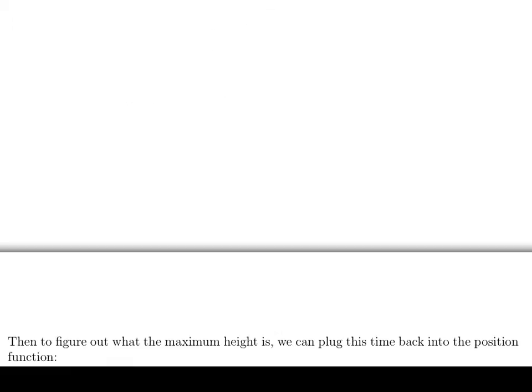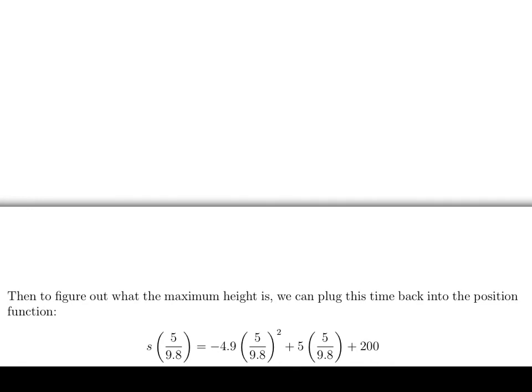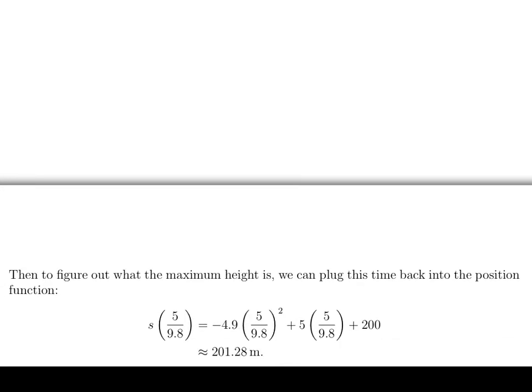Okay, so that t equals 0.51 seconds, that's when the maximum height is, but it doesn't tell us what the maximum height is. So we're going to plug this value back into the position function to get what the actual maximum height is. So essentially, we're going to calculate the position function at 5 over 9.8. So we plug it back into the position function, and we get this expression, which works out to a little more than 200 meters.